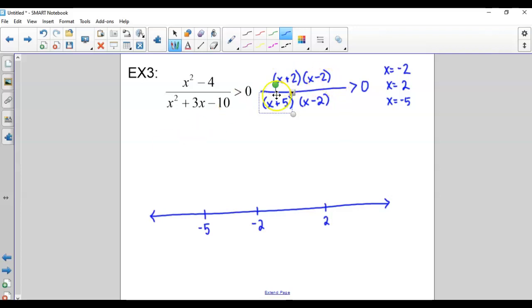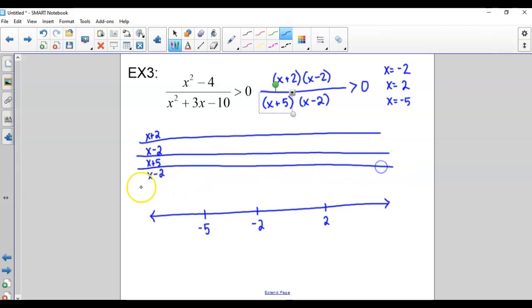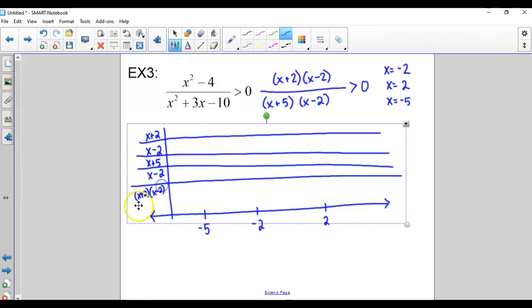And then I'm going to list each term over here to the side. Make sure that you list them individually even if they're written twice. So you're going to have x plus 2, x minus 2, x plus 5, and x minus 2. So even though x minus 2 is the same, you've got to list it twice. And so we're going to make ourselves a chart here, and in this section right here is where we'll put x plus 2, x minus 2, x plus 5, x minus 2. So the answer goes here in this bottom row.